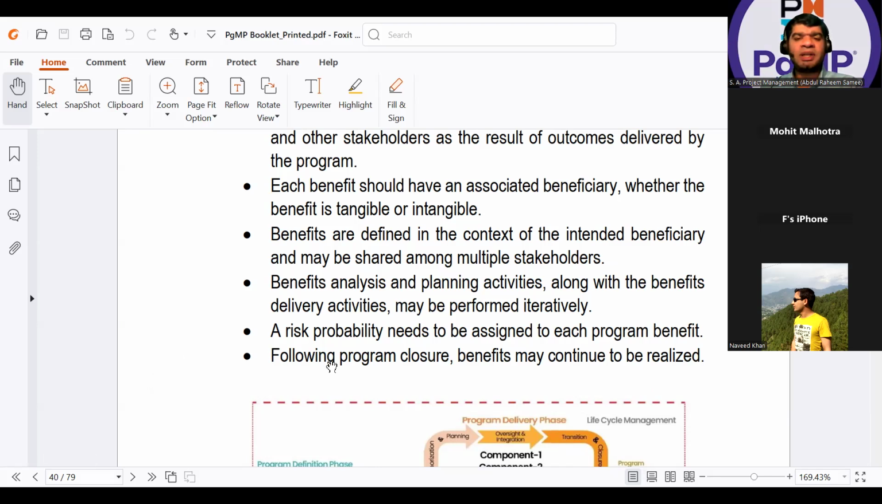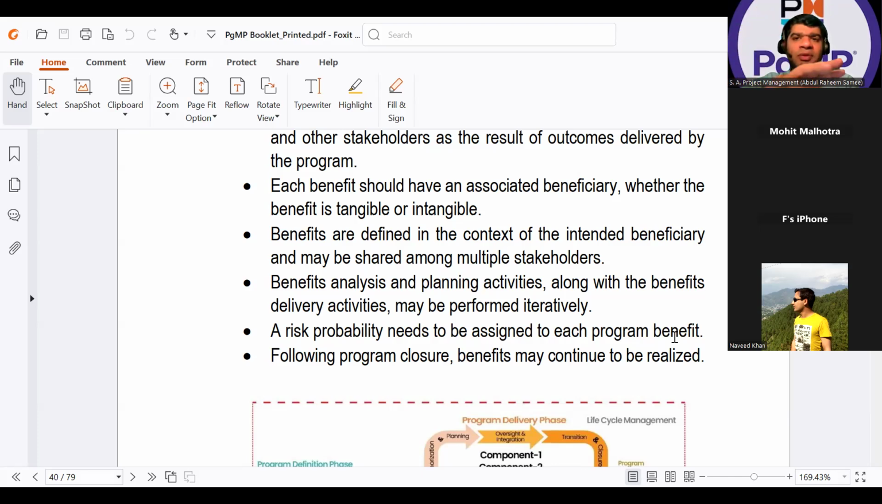A risk probability needs to be assigned to each program benefit. They are mixing this term with your benefits. Why? Because the tone is like that you have determined a risk in realizing, you have determined a potential threat that will affect your benefit realization for your program. How shall you handle this situation? Something like that. Or what should the program manager do? So in that case, the answer is your risk management plan, not the benefits management plan. That's the only tricky part.